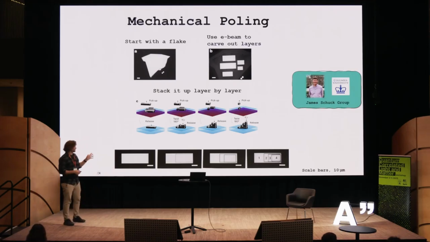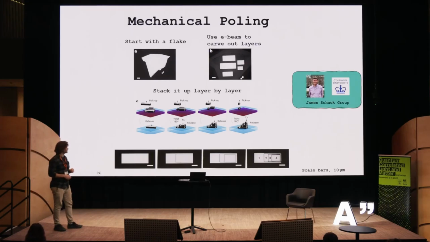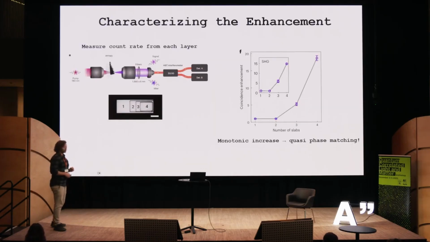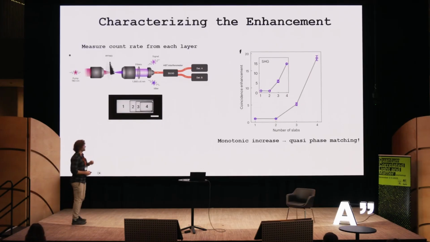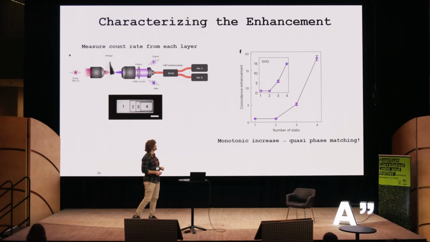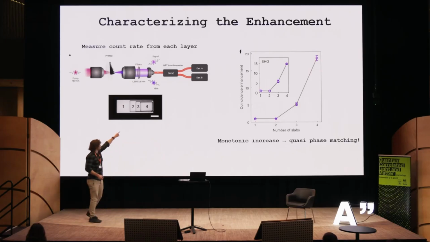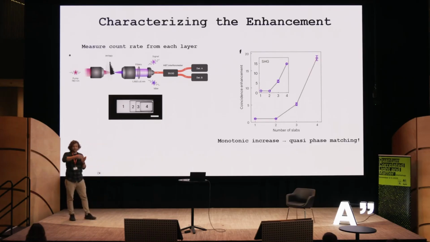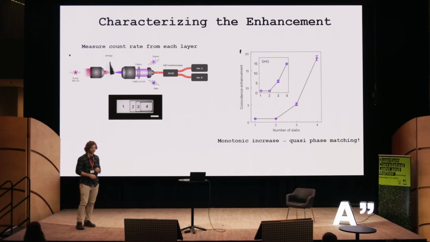Our flakes are still all exfoliated, so currently the main limitation is really just how big of a flake we can exfoliate. So far they've managed to stack up to six of these layers together. Then we can take these samples and do our down conversion again. What I'm plotting here is the enhancement to our coincidence rate as a function of the number of slabs. We slide this sample transversely through the beam, measuring the coincidence rate from each layer. And we see with this particular sample an enhancement of about a factor of 20.